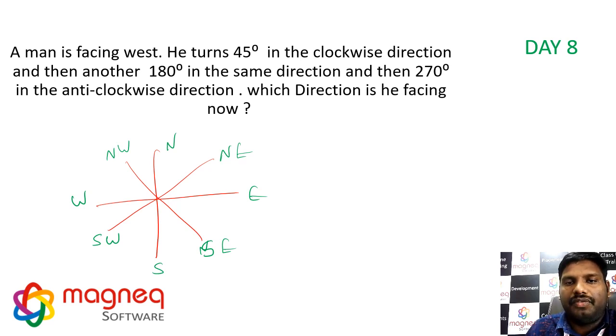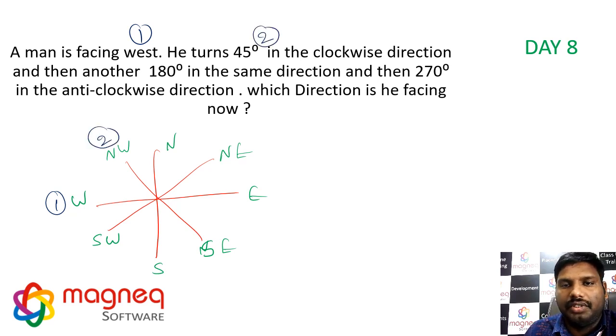First one, a man is facing west. So first position west. He turns 45 degrees in clockwise direction. So second position northwest. And then another 180 degrees in the same direction. 180 means straight line, northwest to southeast.